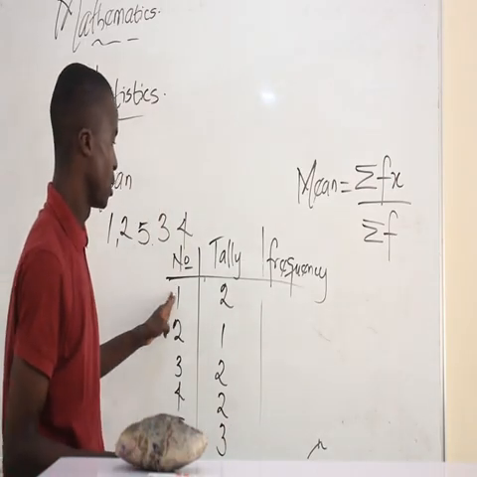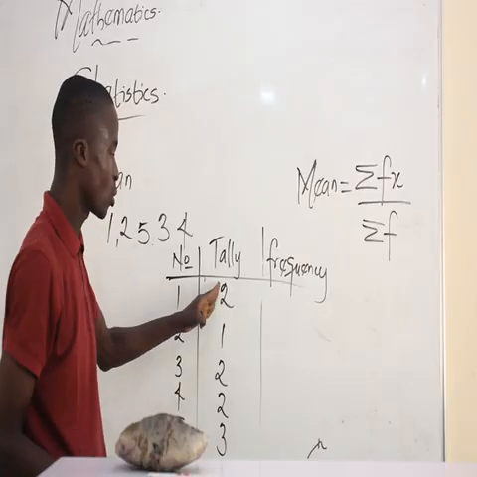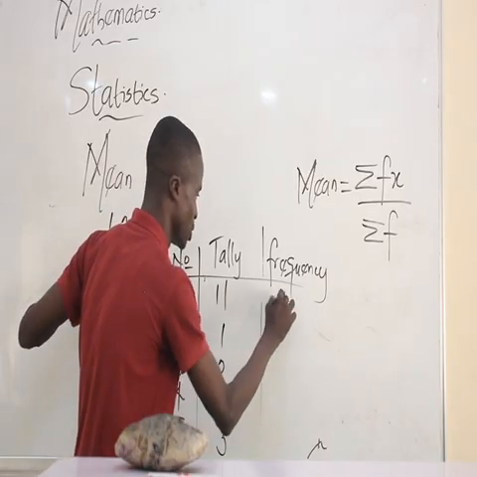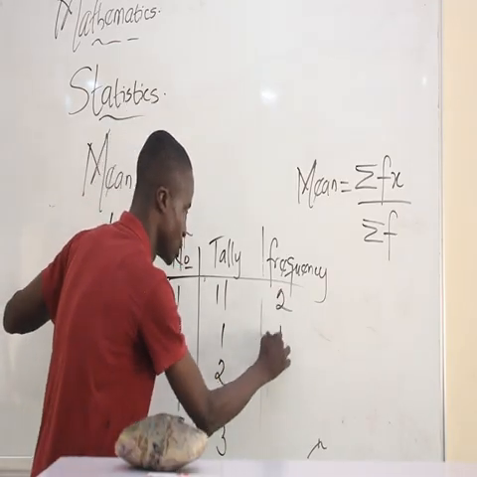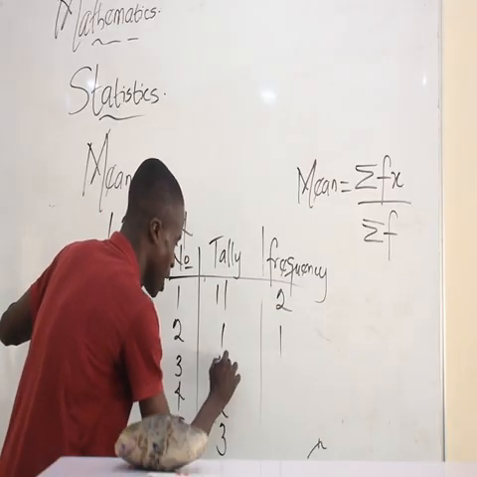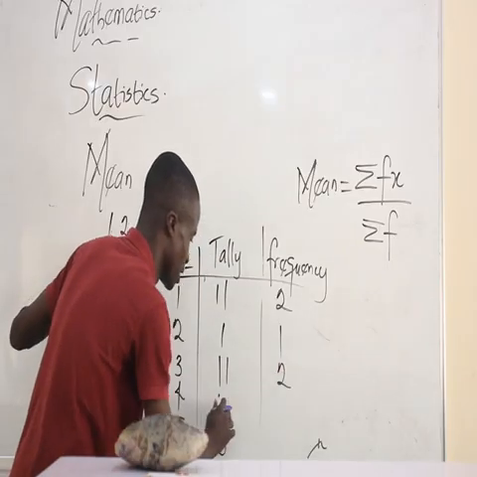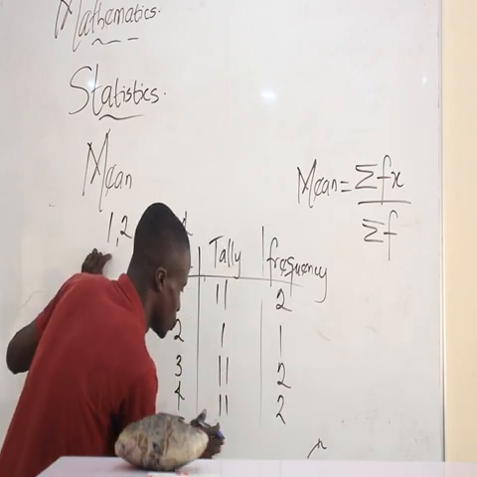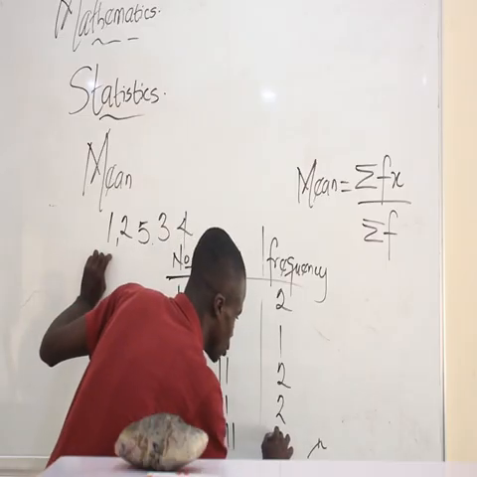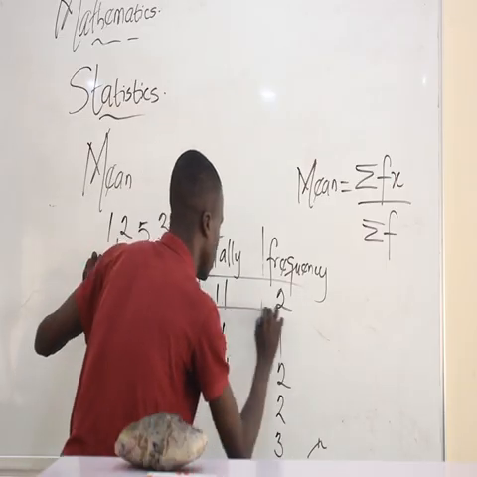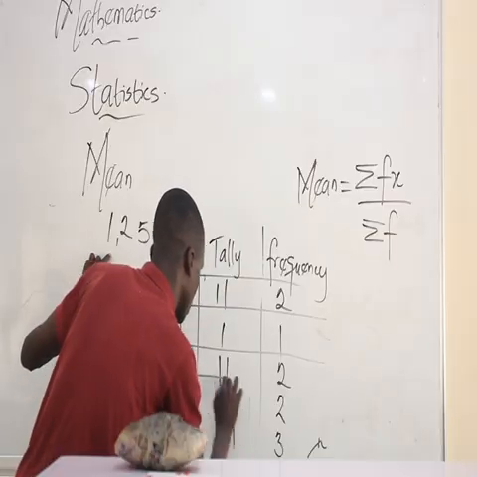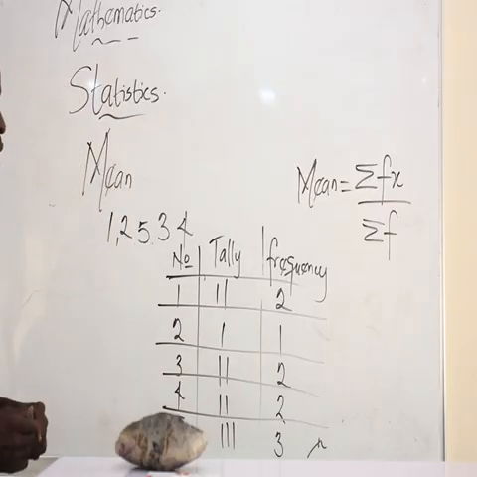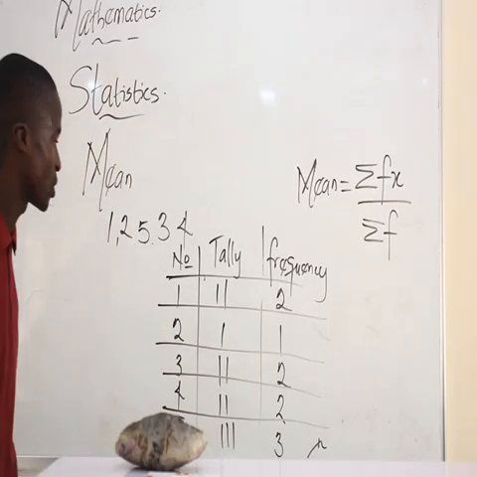Now, using the tally system, you're not going to write it like this. You're going to write it in this form. 1 for 1, which is 2 here. For 2, you have 1. Then you have 2 here. For 3, you have 1, 2, 3. Then you have 3 here. Now, this is the result of your work, assuming we have something like this.